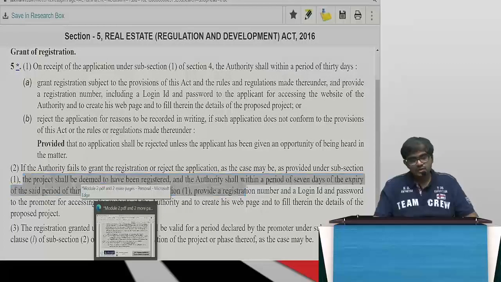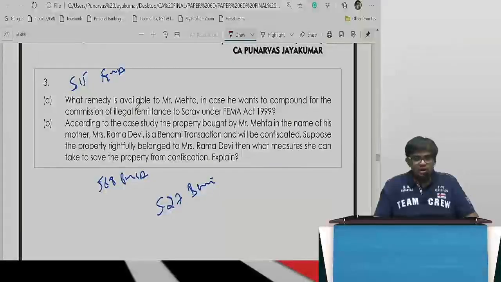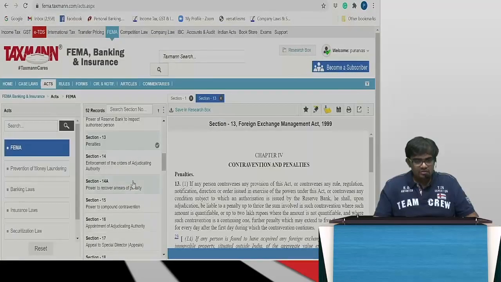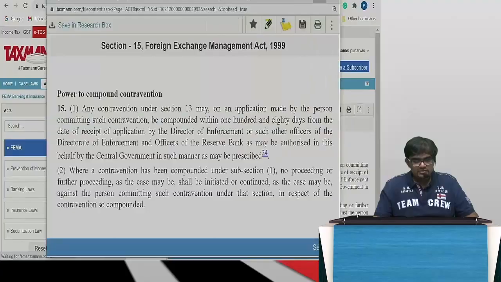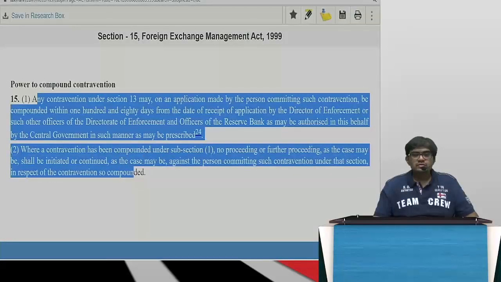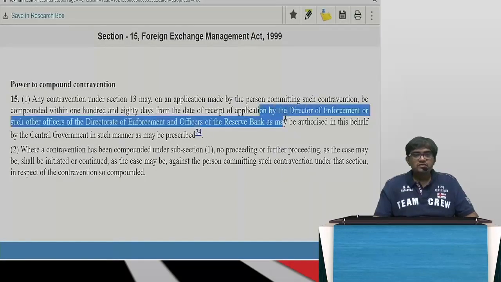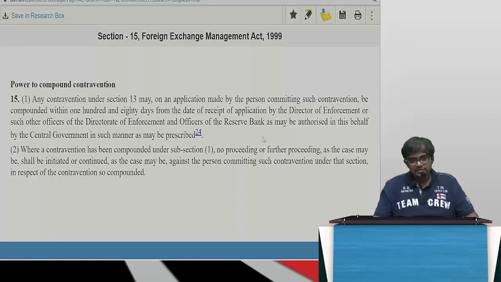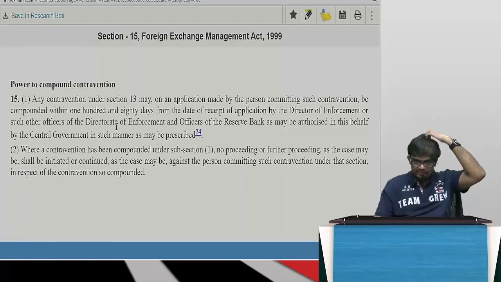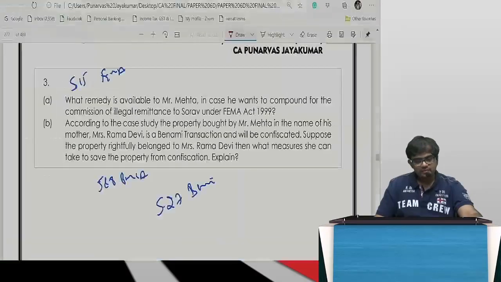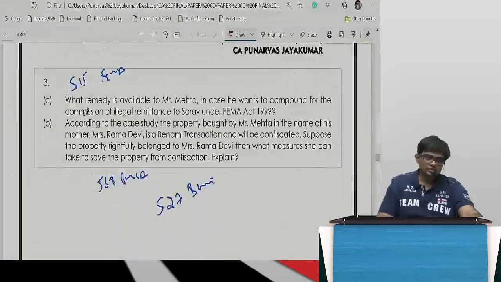The last one. Right, next. What remedy is available if you want to compound? Compounding offenses, you can just blindly open section 15 of FEMA and copy paste this entire section. That's it. You have to make an application within 180 days from the date of receipt of application to whom? The Director of Enforcement. So it is his authority, the Director of Enforcement. You can apply for compounding from him. This paragraph, if you copy paste, you will get full marks.